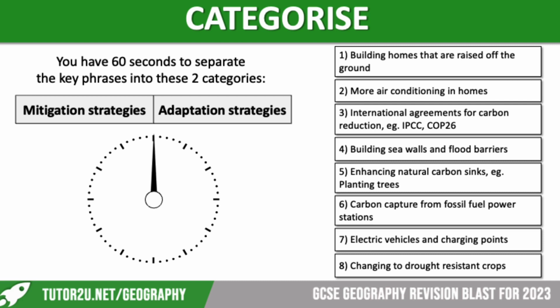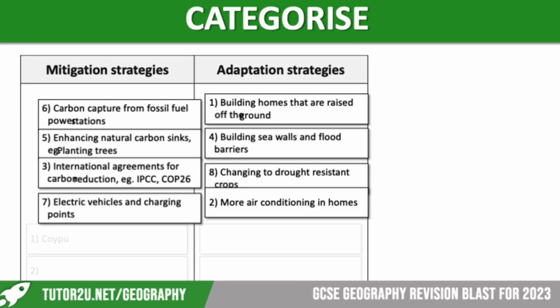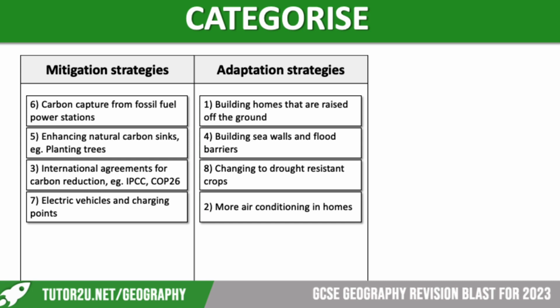Right, how did you get on? Are you feeling confident that you've got these in the right category? Let's have a look at the answers. Okay, so for mitigation strategies, we've got carbon capture from fossil fuel power stations, enhancing natural carbon sinks, international agreement for carbon reduction, and electric vehicles and charging points.